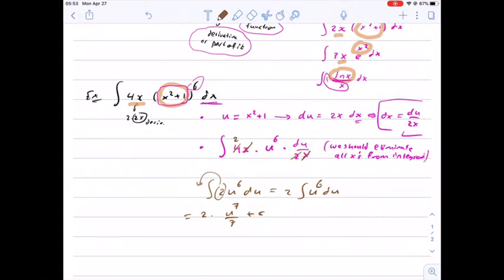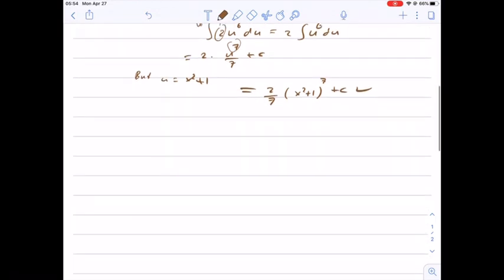No, because the original function is written in terms of x and the answer is written in terms of u. So we need to use the substitution again to rewrite the solution in terms of x. We know that u is equal to x squared plus 1. So the answer is 2 over 7 times (x squared plus 1) raised to power 7 plus c. This is the final answer.